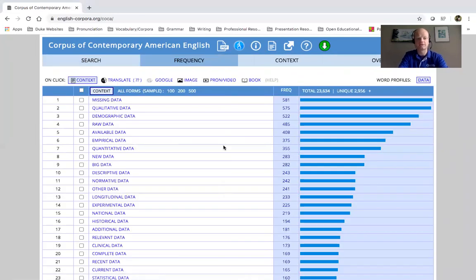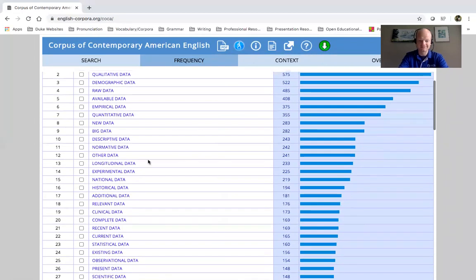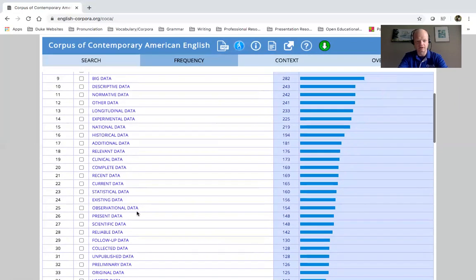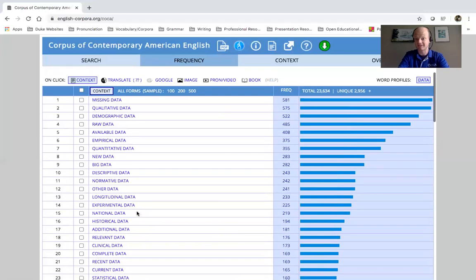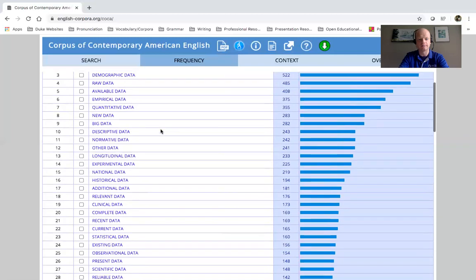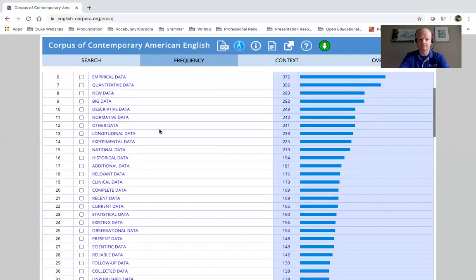So here we have just a big list of different ways that we can further describe data. And perhaps you would scroll down and look for a more positive adjective that's more specific and more descriptive of what you are talking about. So that might be something to use for this.